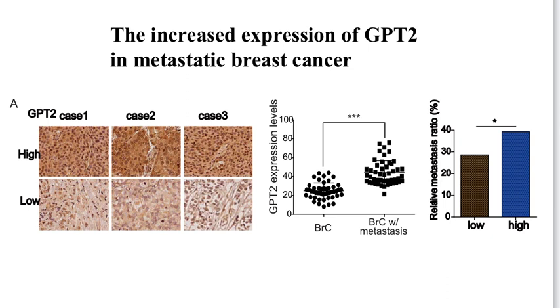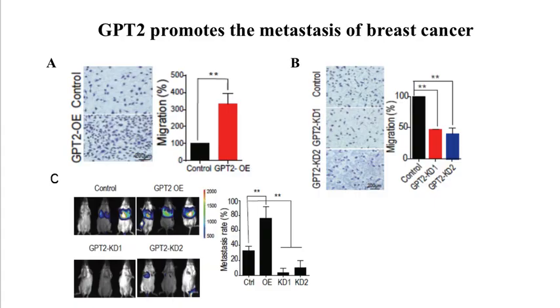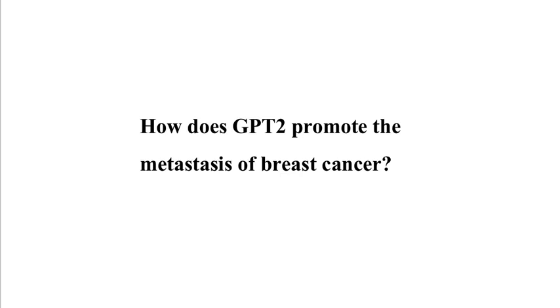GPT2 expression increases in metastatic breast cancer. We can see that the proportion of breast cancer metastasis increases in cells with high GPT2 expression. GPT2 expression increased in metastatic breast cancer cells. This result suggests that GPT2 may promote the metastasis of breast cancer. Does GPT2 promote the metastasis of breast cancer? Through the transwell experiment in vitro and the tail vein injection experiment in vivo, we found that the increase of GPT2 did increase the migration and metastasis of breast cancer.